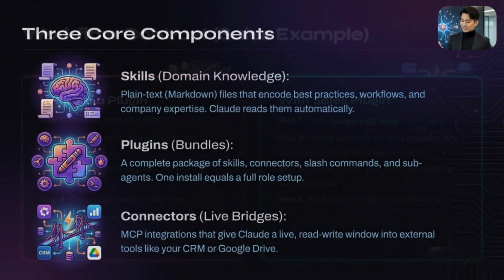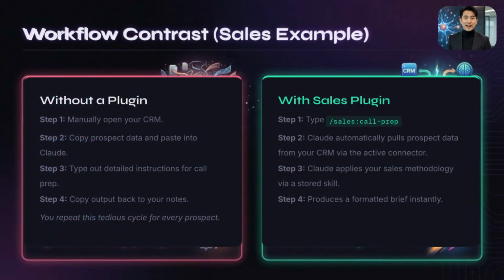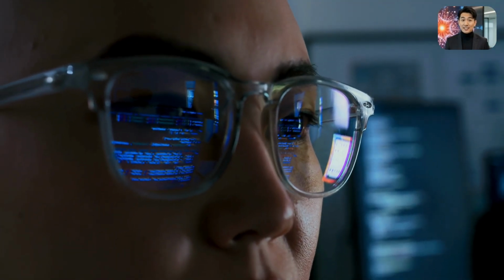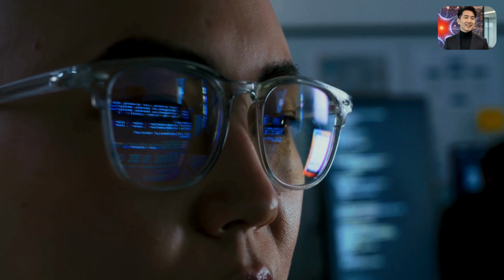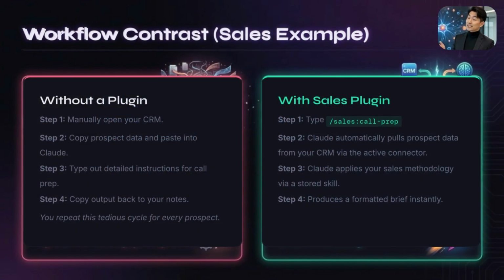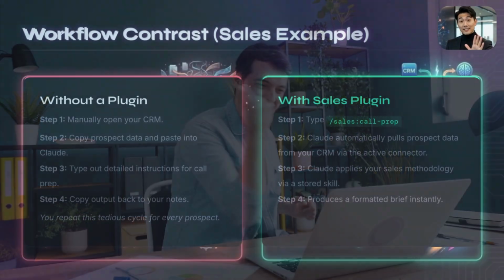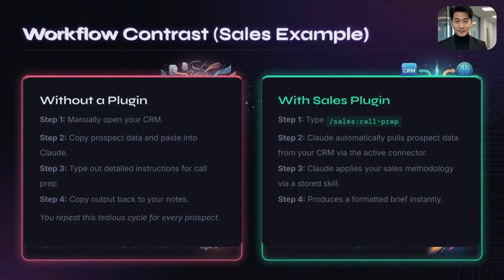To really understand the value here, let's look at a workflow contrast. Imagine a standard sales task. Without a plugin, you're doing everything manually. You open your CRM, copy the prospect's data, paste it into Claude, type out a massive prompt for call prep, copy the output, and format it. It's exhausting. But with a sales plugin installed, you literally just type /sales, call prep. Claude automatically pulls the data from your CRM via a connector, applies your sales methodology via skill, and produces a perfectly formatted brief. You just review it and go.